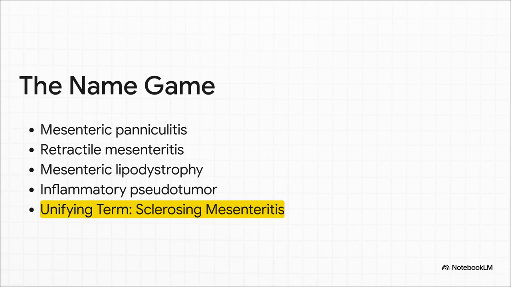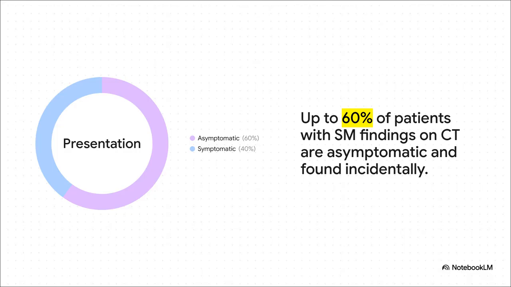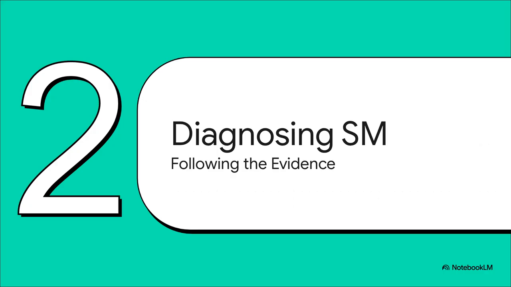Let's stick with that. And here's a really important clinical point. A huge chunk of these cases, we're talking about 60%, are found completely by accident. The patient's in for a scan for kidney stones or something totally unrelated, and this just pops up. They feel totally fine. Now, for the other 40% who do have symptoms, it's usually things like abdominal pain, bloating, maybe some changes in their bowel habits. So, let's move on. We've got our first clue.